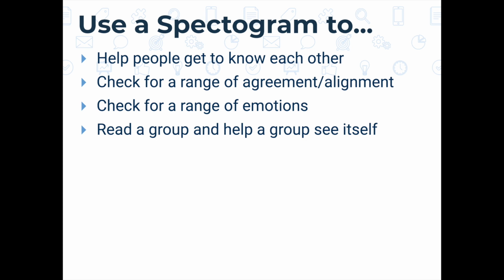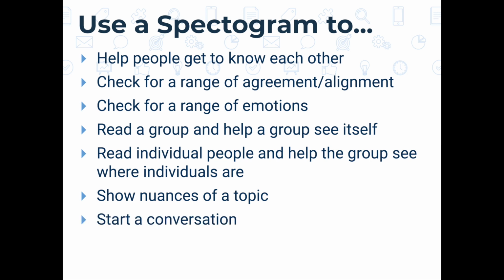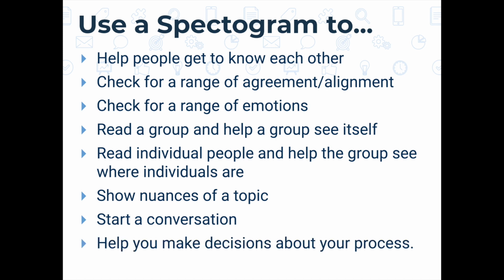You can use it to read a group and to help a group see itself. For example, a spectrum can help you see if a group is ready to move forward. You can use it to read individual people and to help the group see where individuals are. You can use it to show nuances of a topic when it may be getting oversimplified. You can also use it to help the group with any of the above so that you can start a conversation or even find a starting point for a conversation. It can also help you make decisions about your process in the moment.